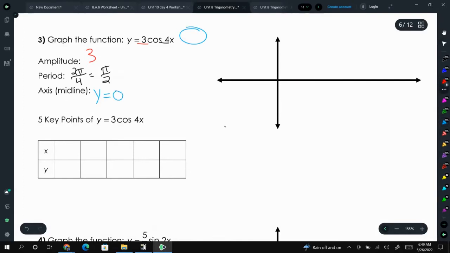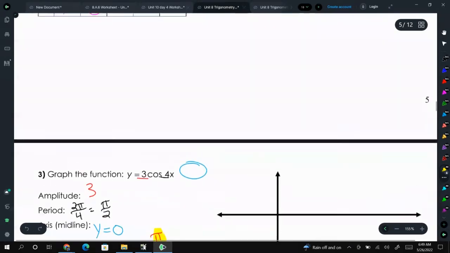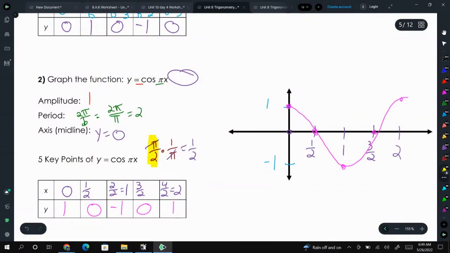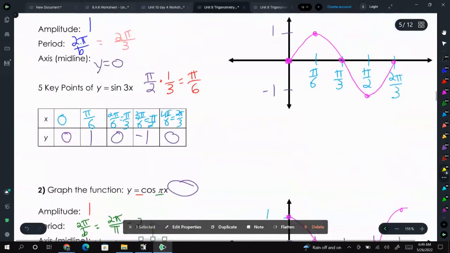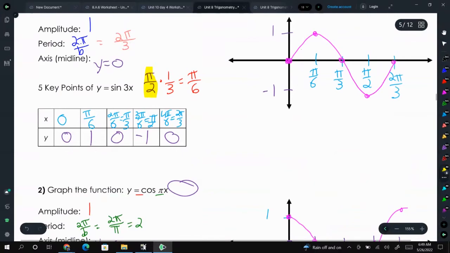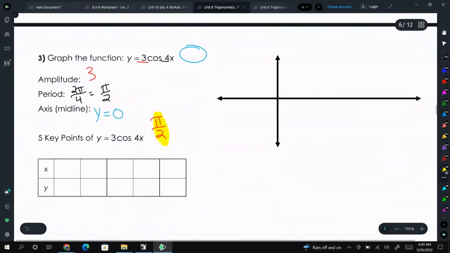Okay, so we're going to take pi over 2. Now, again, we're not taking pi over 2 right here because that's our period. We're using pi over 2 because that's the rule from yesterday. See, we did pi over 2, and we did pi over 2. So it's always pi over 2 divided by the b value or multiplied by 1 over b. It means the same thing. So multiplied by 1 over 4, which is pi over 8. So our increments are going to be pi over 8.